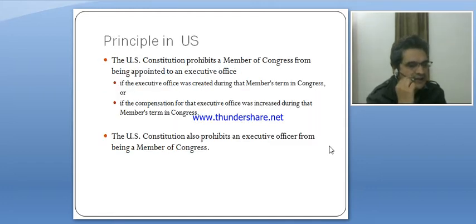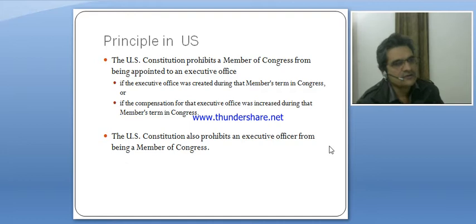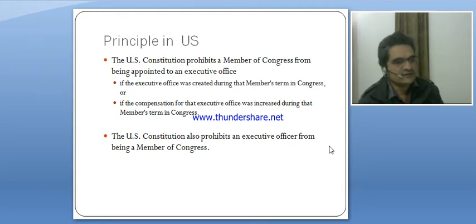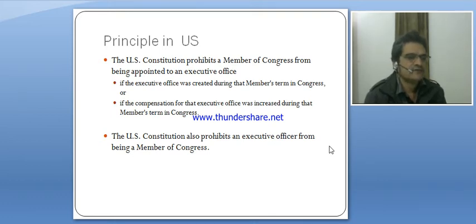Now let us have a look at what principle we have in the US. In the US, if a member of Congress wants to join the executive, there are certain restrictions. He cannot be part of the executive for a particular post if that post was created during the member's term in Congress, or if the compensation or remuneration payable for that executive office was enhanced during the member's term of office.